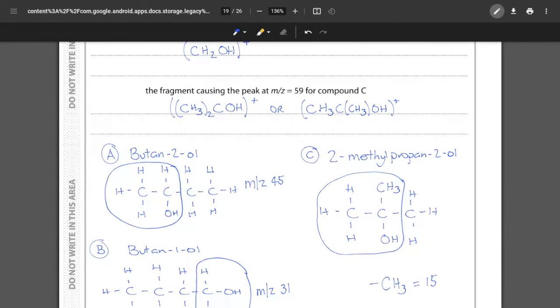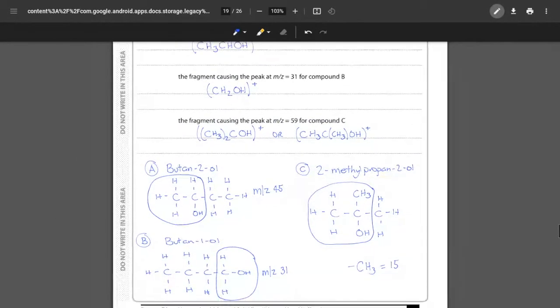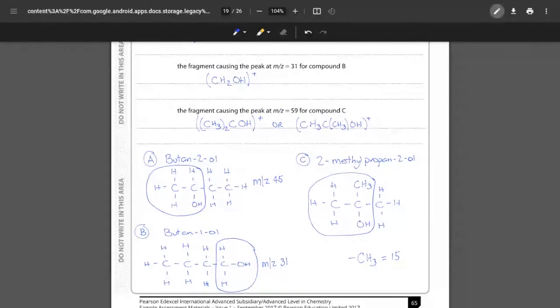So when it comes to a fragmentation or a mass spectrometry question, I would always recommend drawing out your structures. You will find these questions so much easier if you have the structure in front of you and you can then start to break the bonds and figure out what each of the fragments would be.